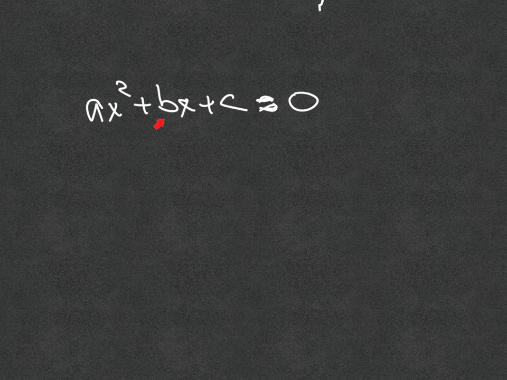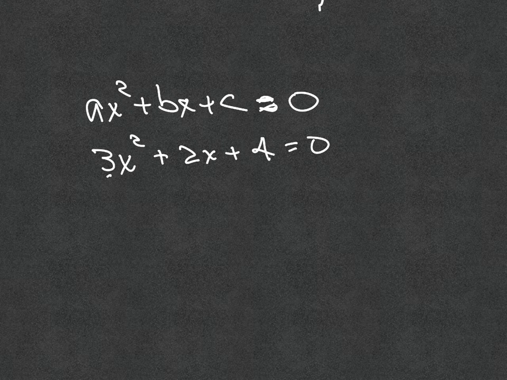The a, the b, and the c are numbers. They're constants. The x squared and the x will remain there. So when those are written as numbers, such as 3x squared plus 2x plus 4 equals 0, we replace the a, b, and the c with numbers, and then we solve for x with it equal to 0.